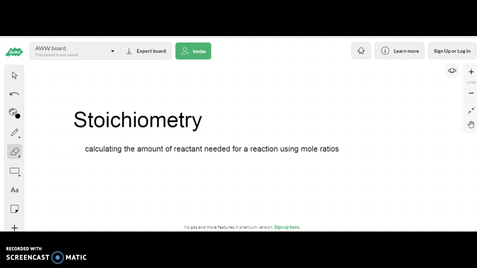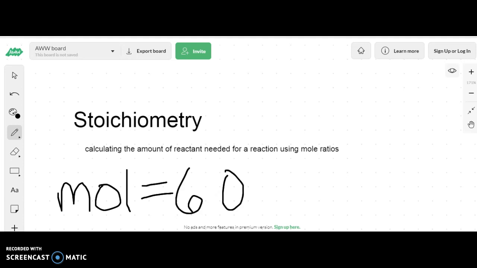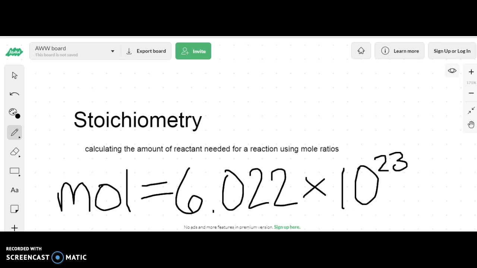For those who don't remember, a mole is equal to 6.022, get that point in there, times 10 to the 23rd. And this can be in atoms, particles, or molecules. The reason that we have the unit mole and this number is so large is because in laboratories we usually don't work with one atom or one molecule, we work with a bunch of them, and so we need the unit to be able to work with these things in the lab.